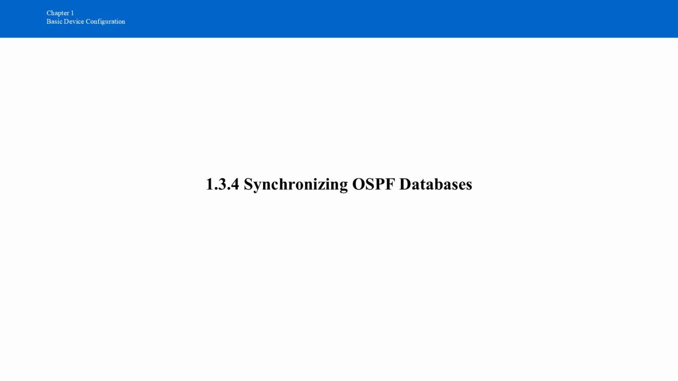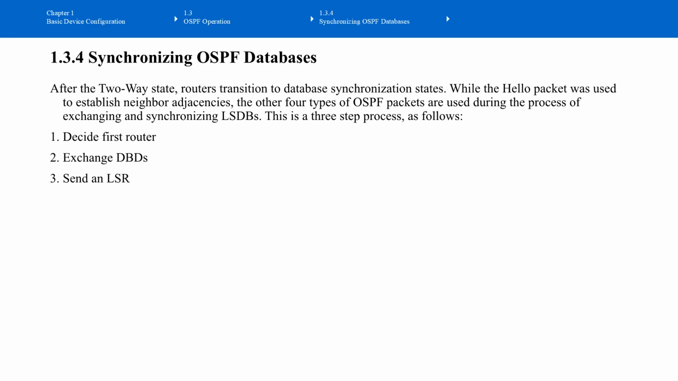1.3.4 Synchronizing OSPF databases. After reaching the two-way state, OSPF routers begin database synchronization. The hello packet has completed its job of discovering neighbors and establishing adjacencies. Now the remaining 4 OSPF packet types are used to synchronize the link state databases. Database synchronization occurs in 3 main steps.